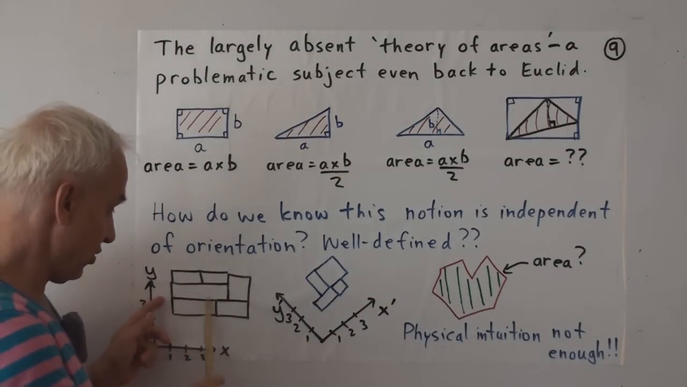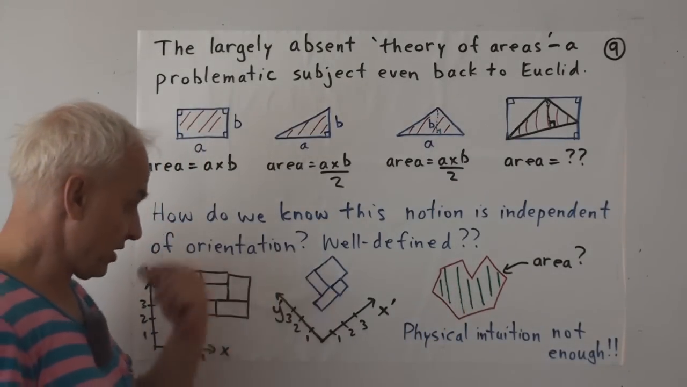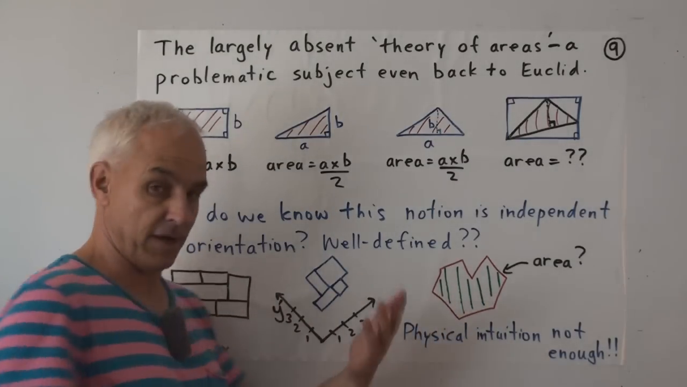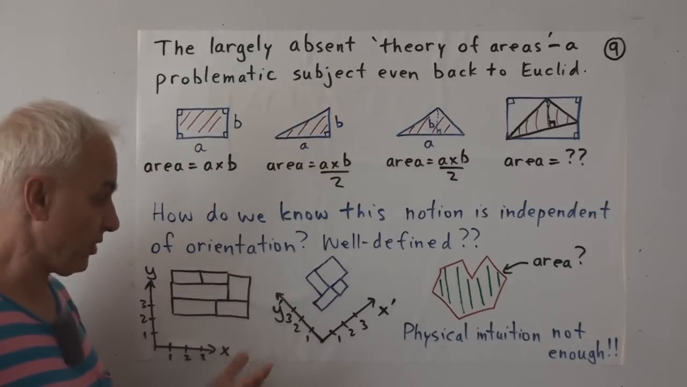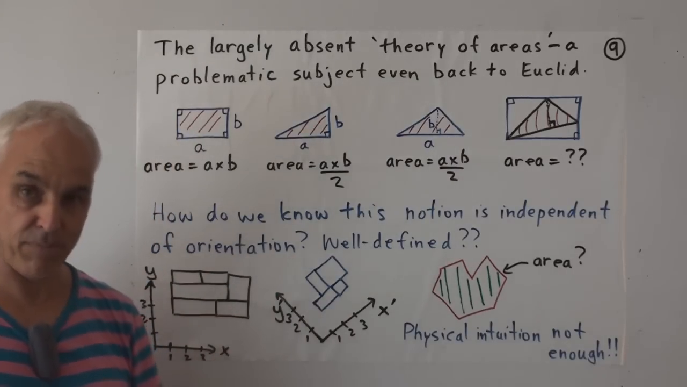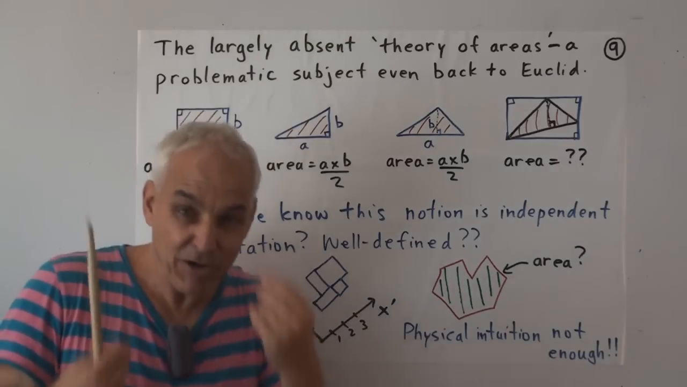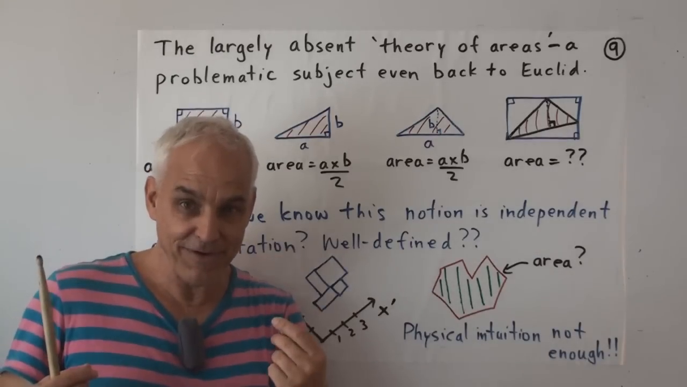So this person can use rectangles that are oriented this way and try to decompose it, and this person can use rectangles that are oriented this way and try to decompose it. And why in the world should it be that the number that this person gets is the same as the number that that person gets? Right? You see that there are some theorems here that require proof.